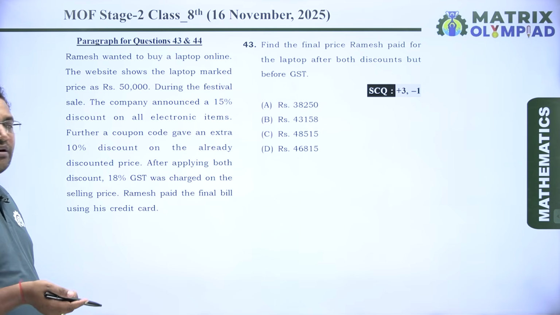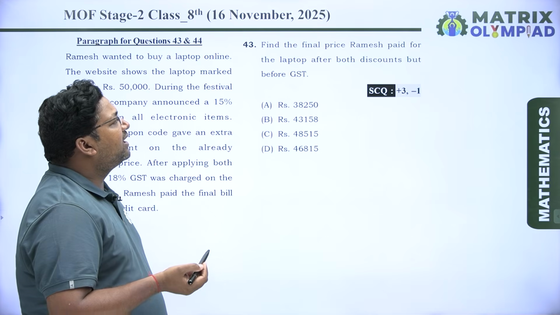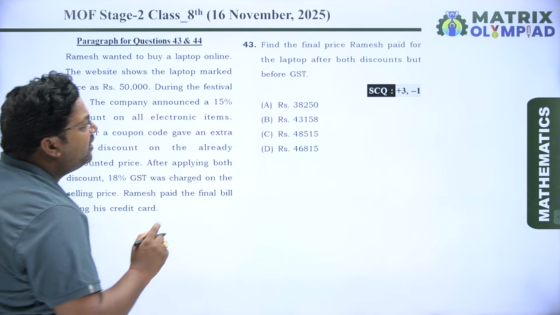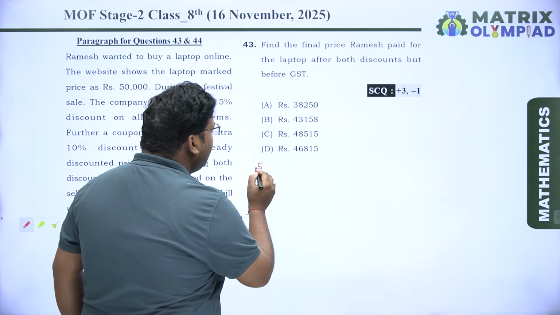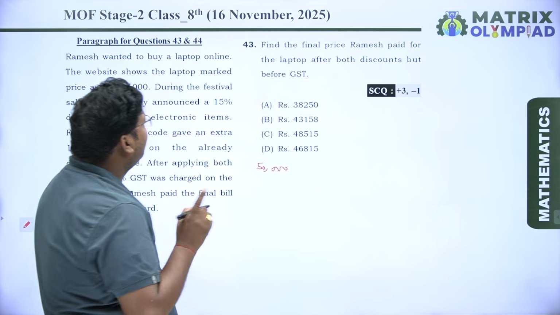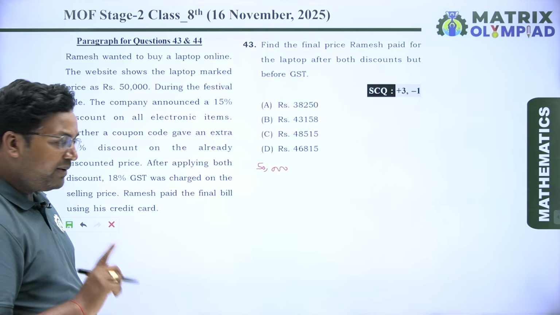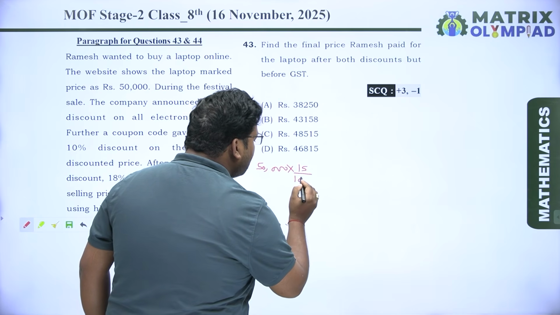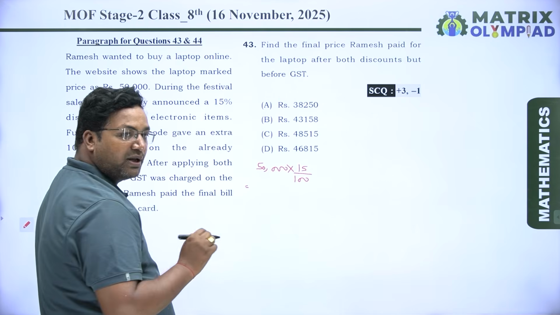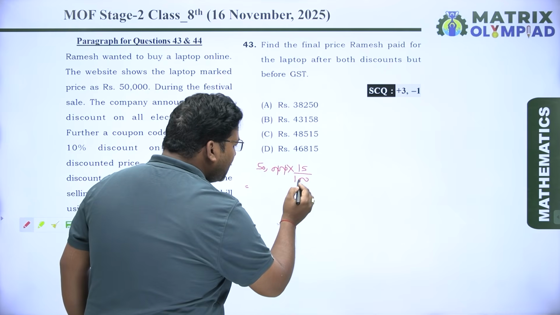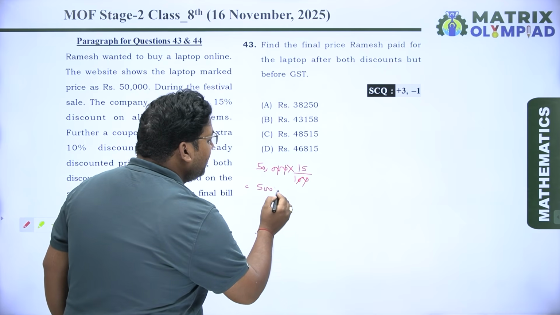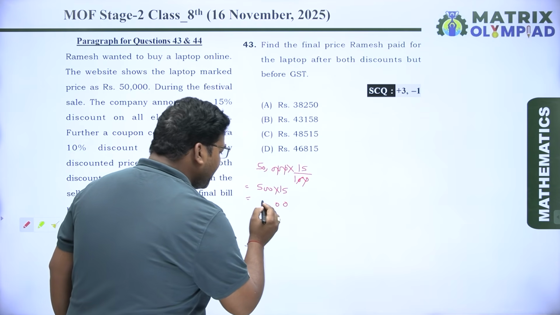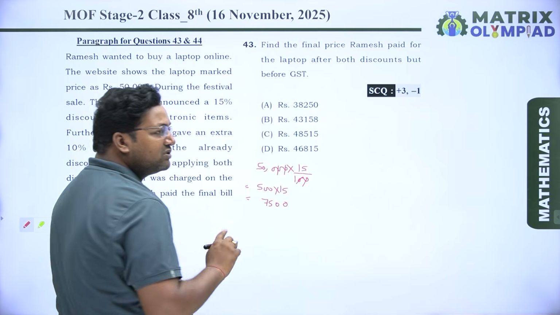Based on this paragraph, the first question is: find the final price Ramesh paid for the laptop after both discounts but before GST. So here the marked price of the laptop is 50,000. First of all, the first discount the company announced is 15%. So we have to find the 15% discount of this laptop amount. We multiply by 15 upon 100. These two zeros are cancelled out, so it is 500 into 15. 15 into 0 is 0, 15 into 0 is 0, 15 5s are 75. So it is 7,500.